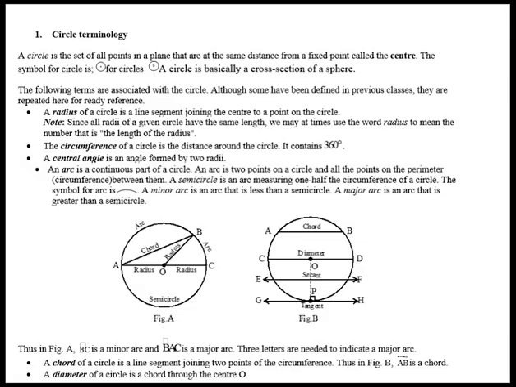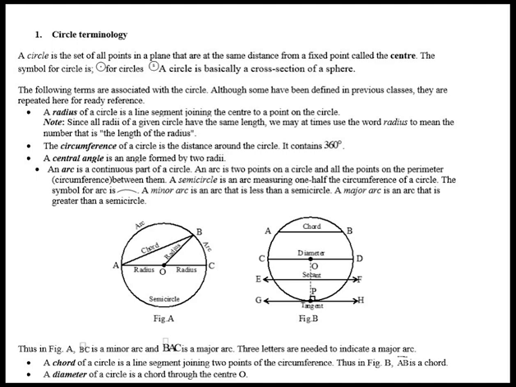A chord of a circle is a line segment joining two points of the circumference. In figure A and in figure B, AB is a chord. A diameter of the circle is a chord through the center O. In figure A, AC is the diameter and in figure B, CD is the diameter.